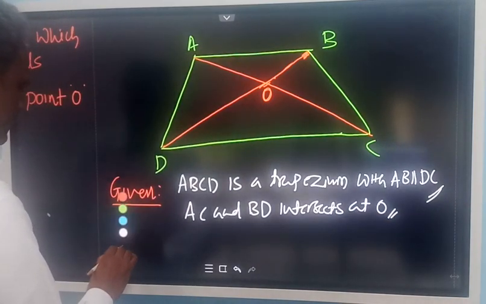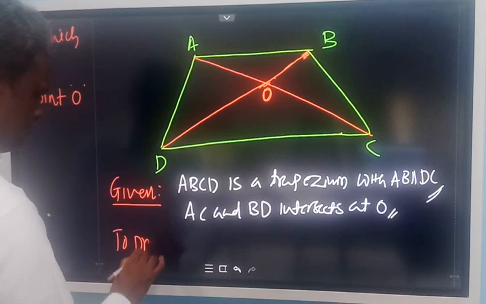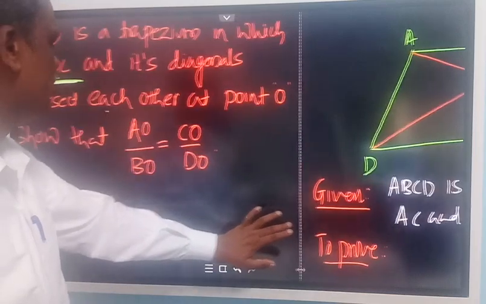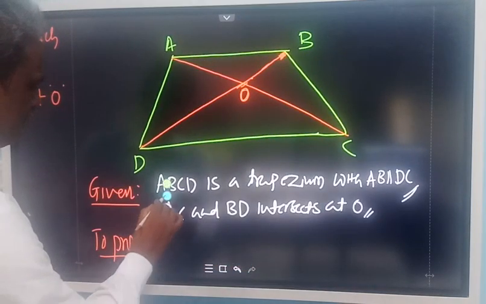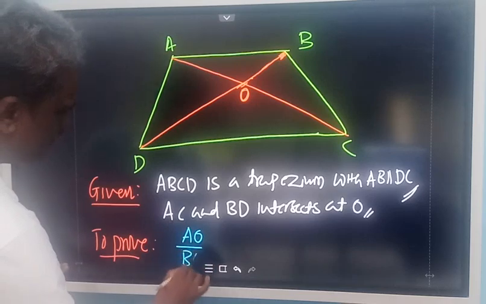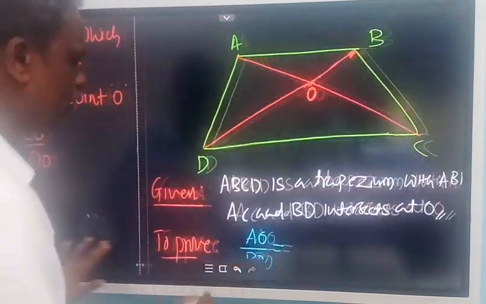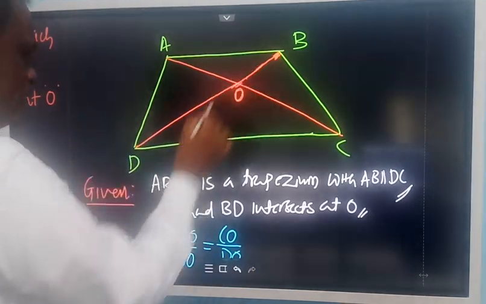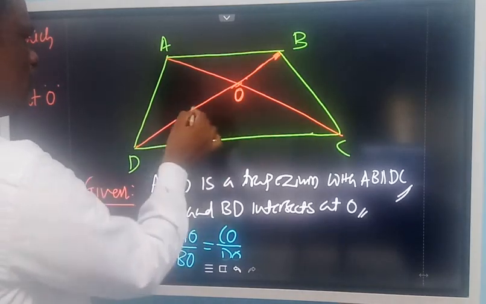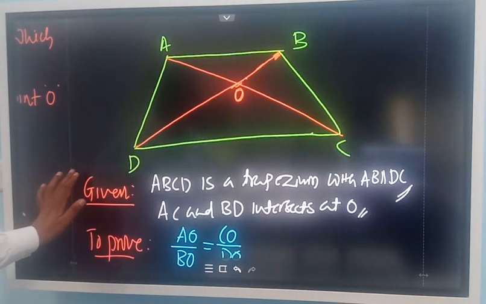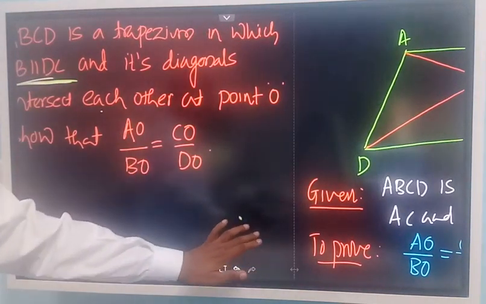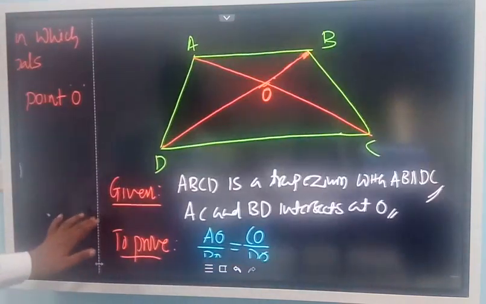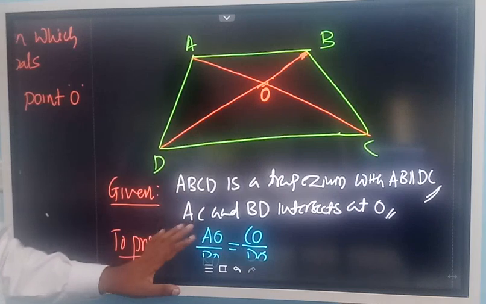So what do you have to prove here? Look at the question once again. We have to prove that AO by BO is equal to CO by DO. This is the question. Is it clear? AO by BO is equal to CO by DO. We have to prove this one. What is given? What do you have to prove? Understand first. Trapezium, diagonals intersect each other at O.